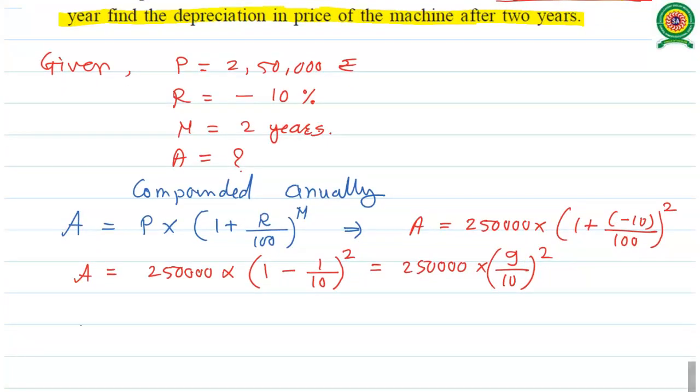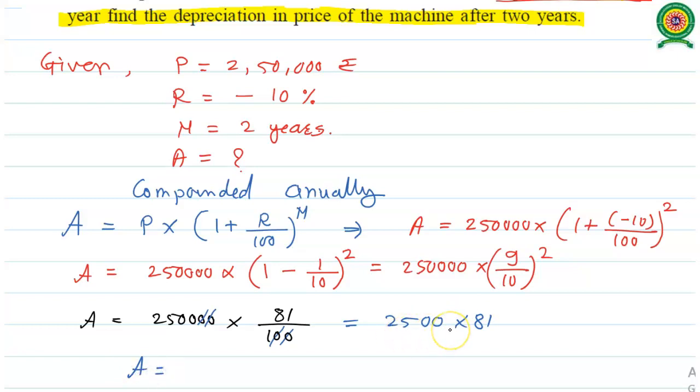Now what shall we have to do? A equals 2,50,000 into 9 square is 81, 10 square is 100. Now 2 zeros from the denominator and numerator get cancelled, that means there is a divisibility of 100. 2,50,000 divided by 100 we are getting ultimately 2,500 into 81. So do the multiplication, 2,500 into 81, we have now 2,02,500 rupees be the value of that machine at the end of 2 years.